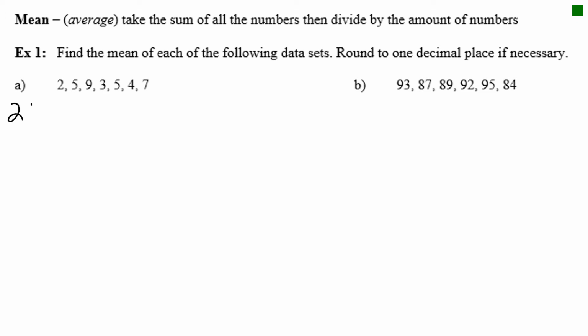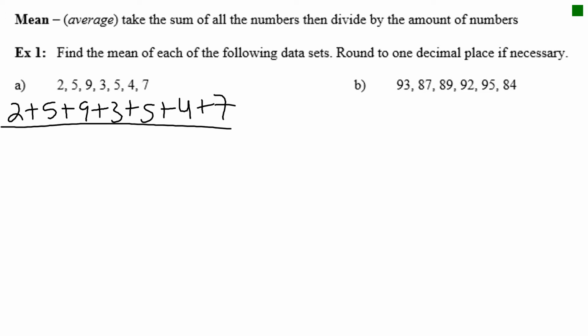So you're going to take 2 plus 5 plus 9 plus 3 plus 5 plus 4 plus 7, and we're going to divide that by how many numbers there are. So there are 7 numbers. When you add them all up, you're going to get a sum of 34. So the mean is going to be 35 divided by 7, which is going to give you a mean of 5.